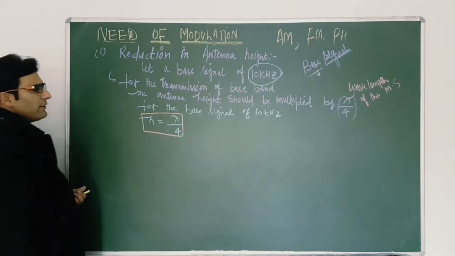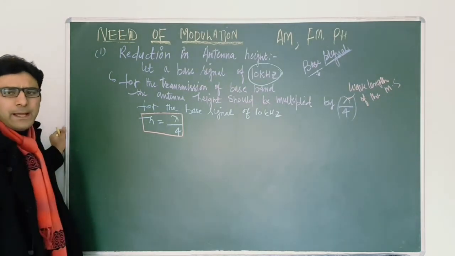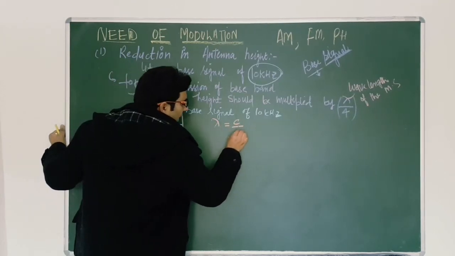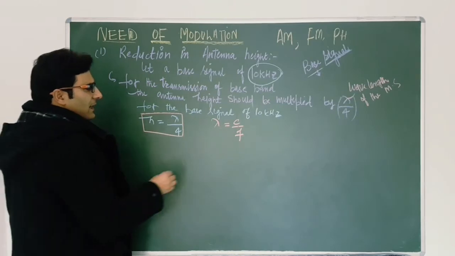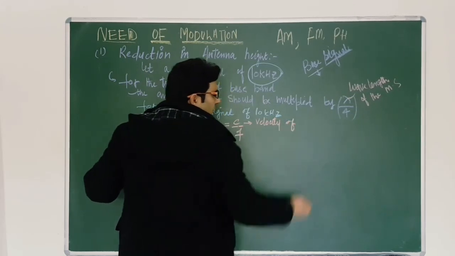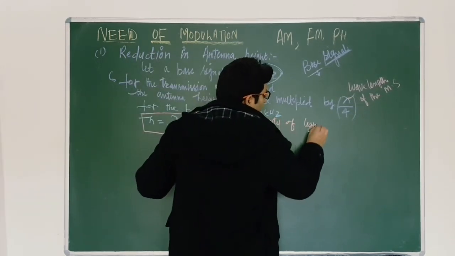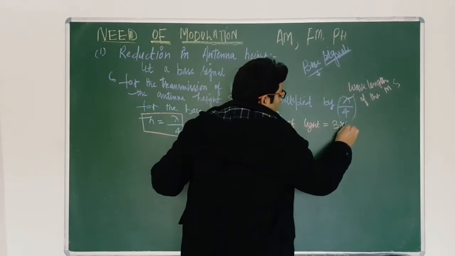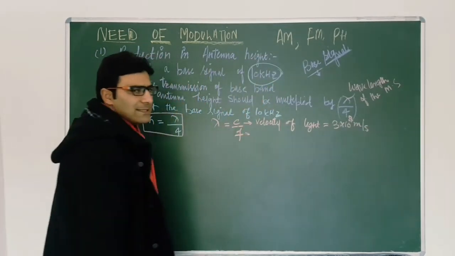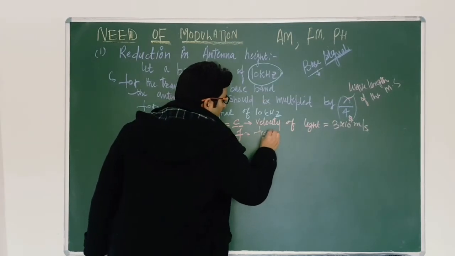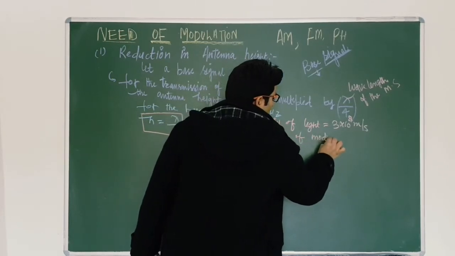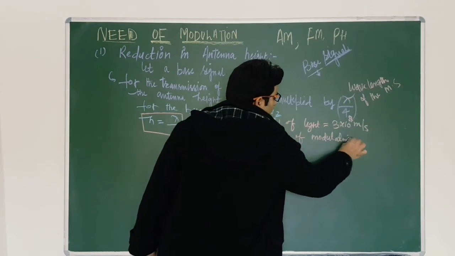Okay. So in our previous chapters in wave optics and ray optics, we discussed that lambda is equal to c upon f. What is c? C is nothing but the velocity of light, which is 3 into 10 to the power 8 meter per second. And what about this f? This is the frequency of the modulating signal, right?